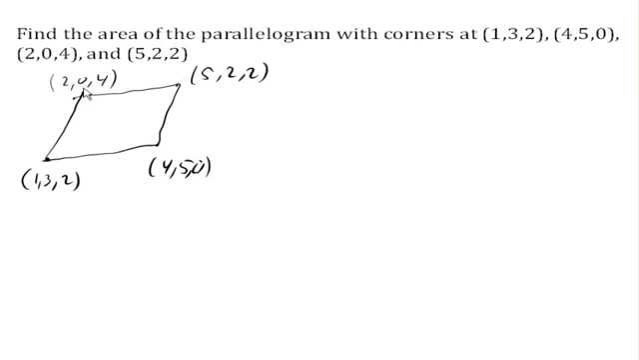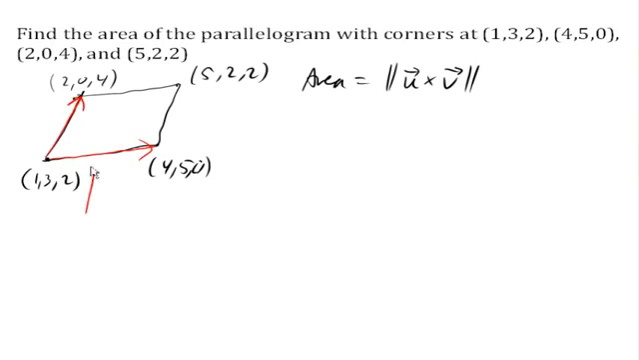You may recall that the area of a parallelogram can be found as the magnitude of the cross product of two vectors, where those two vectors are the sides of the parallelogram. So we need to find two vectors which correspond with two sides of the parallelogram. So we can do that here.